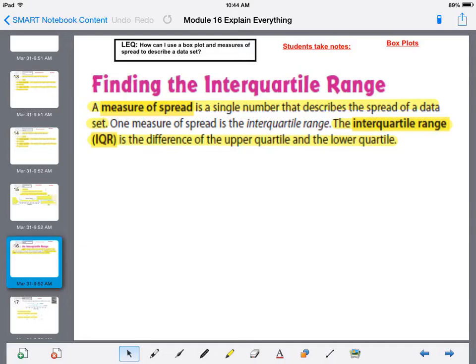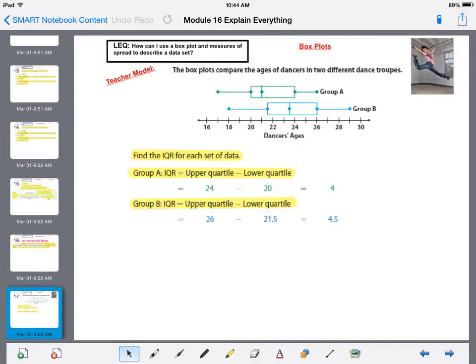We talked about finding the interquartile range, and remember, the interquartile range, IQR, is the difference between the upper quartile and the lower quartile. Inter meaning between, so you're really finding the distance between your lower quartile and your upper quartile. These are two different groups, and to practice finding the IQR, let's focus on group A. First, we look at the upper quartile, and that one is at 24, minus the lower quartile, and that is at 20. So the IQR for Group A would be 4.